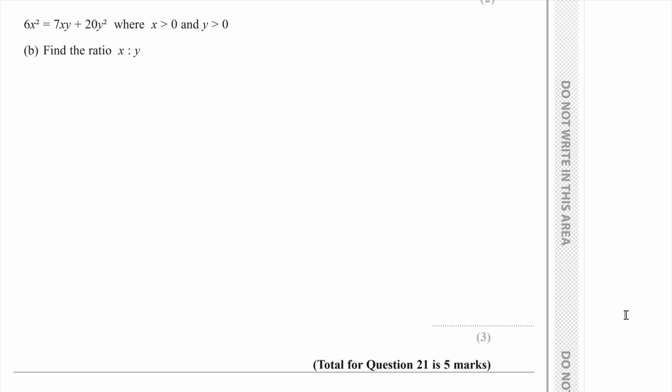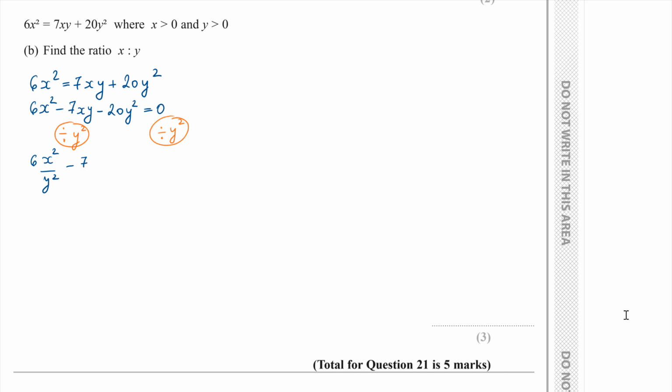Part B. 6x squared equals 7xy plus 20y squared, where x and y are larger than 0. Find the ratio x to y. First, let's move everything to one side. 6x squared minus 7xy minus 20y squared is equal to 0. Dividing across by y squared becomes 6x squared over y squared minus 7x over y minus 20 equals 0. Now that we have divided across by y squared, if you replace x over y with another letter, this equation becomes a much more familiar quadratic equation.